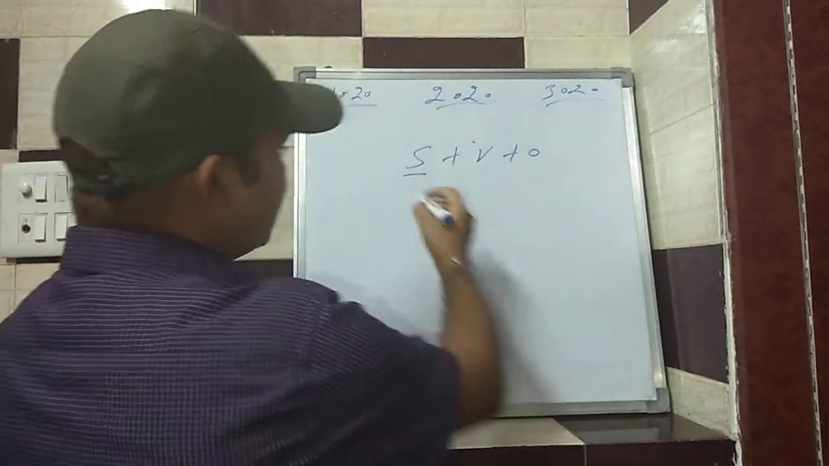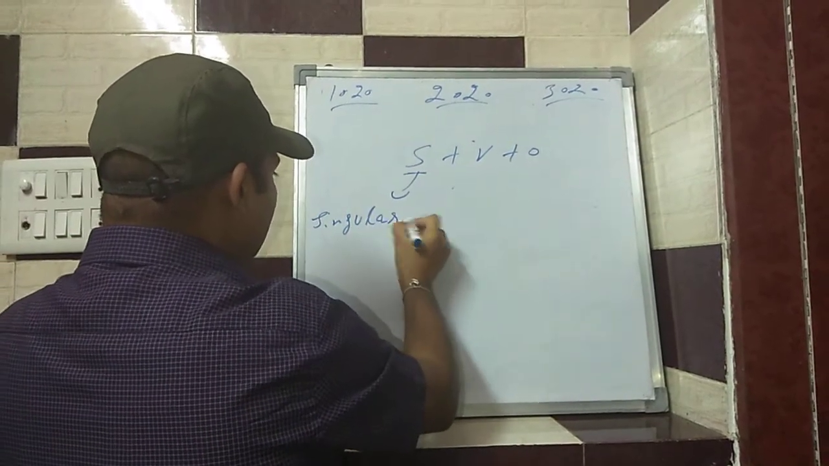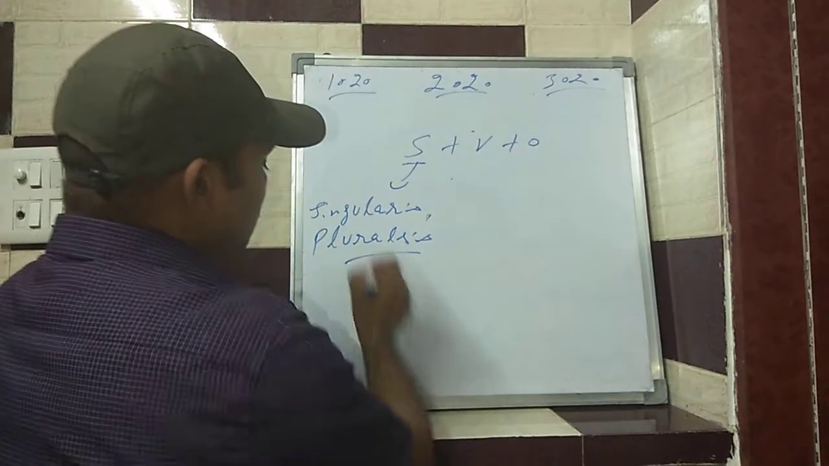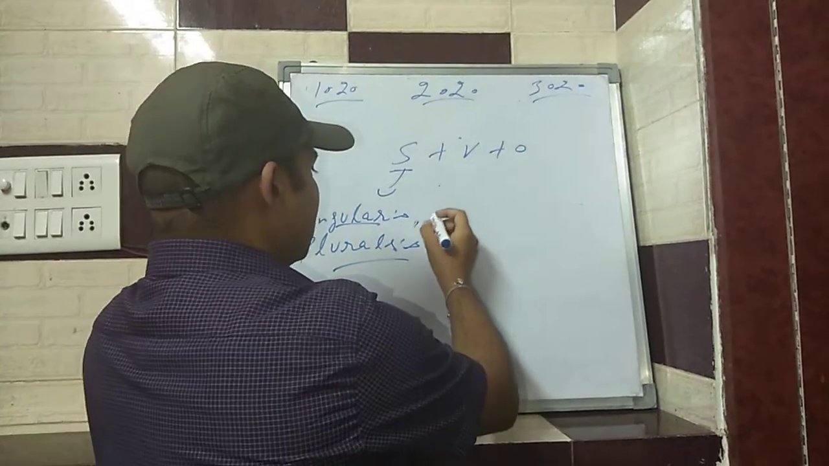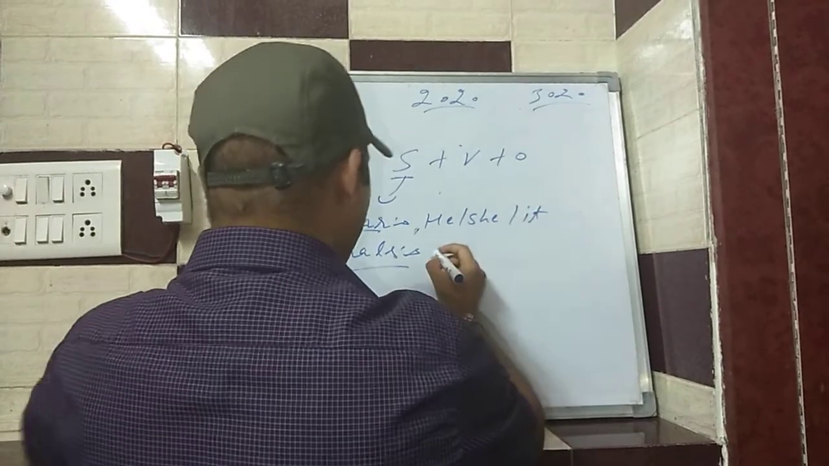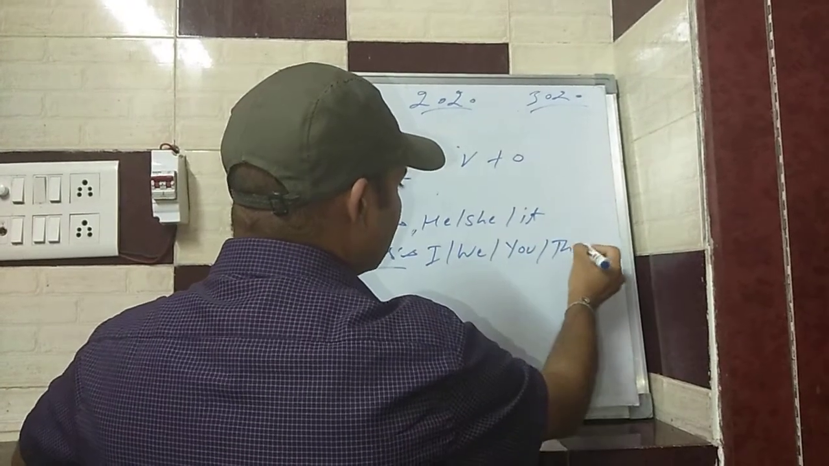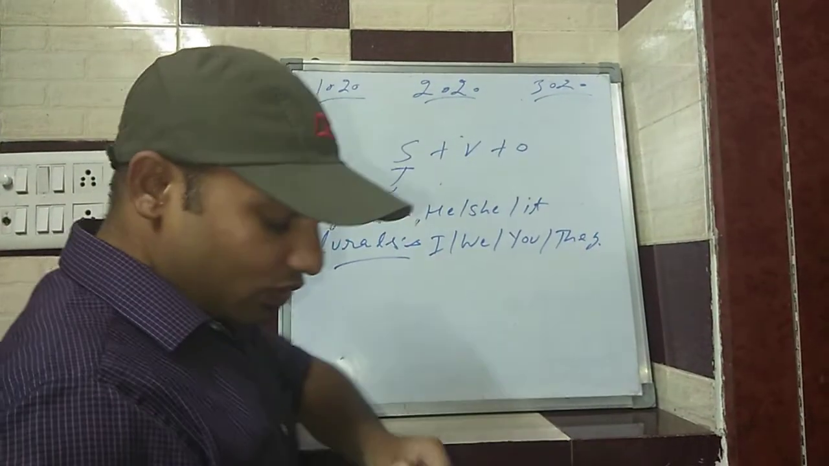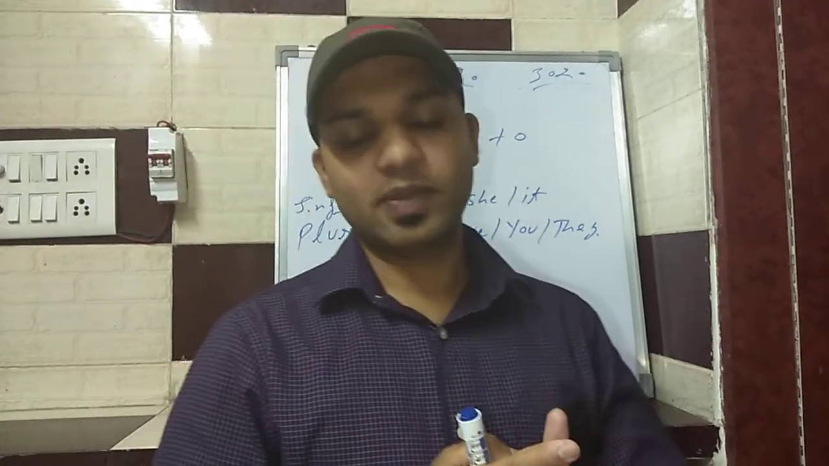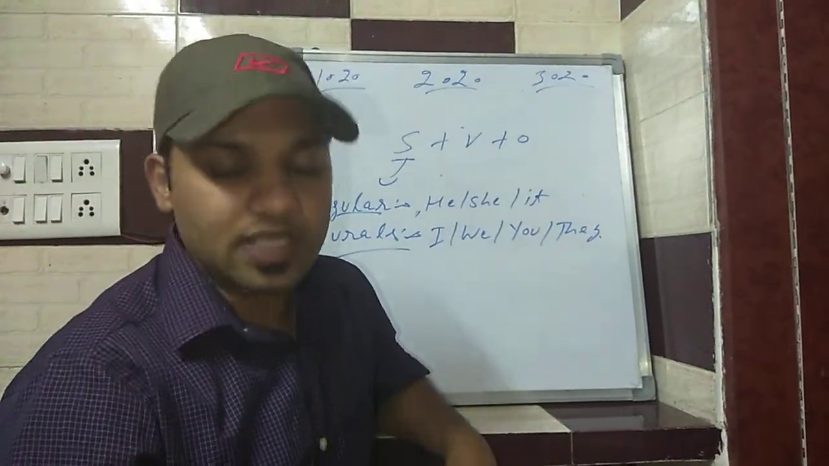In English, subjects are of two types. They are known as singulars and plurals. As far as singulars are concerned, they are he, she and it, and the plurals are I, we, you and they. Many students think that singular means we are talking about a single person. It is not about that. Singular means third person singular. Yes, it is a third person singular.